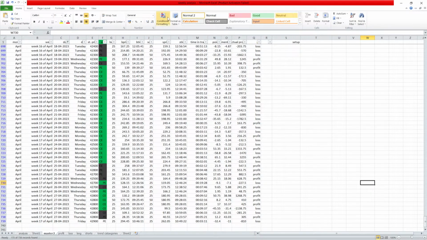This is the data from where we'll be looking it up. So there is the exact time where I took entry and exits.